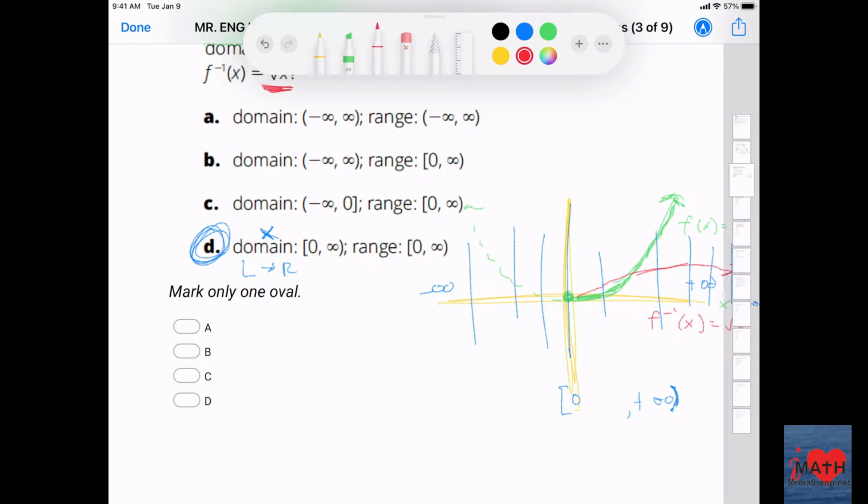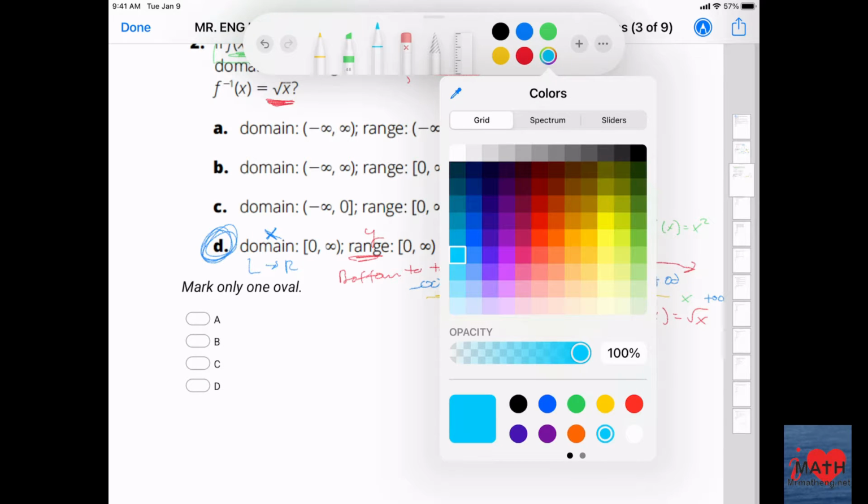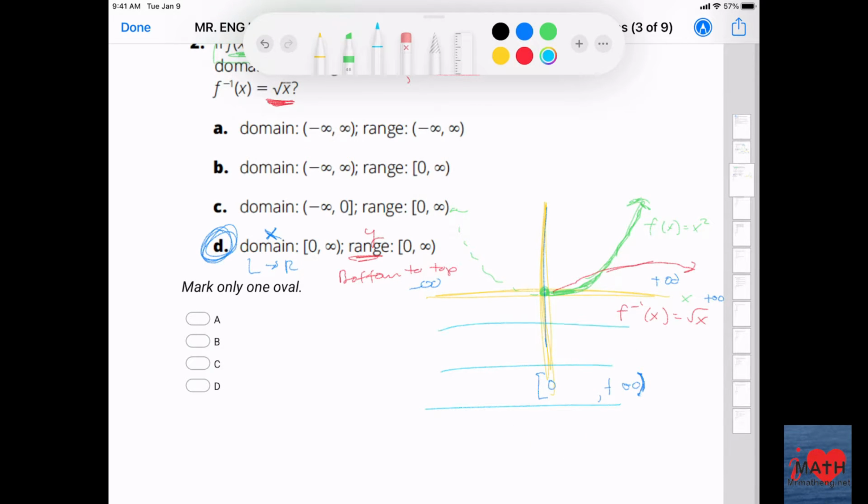Now let me go ahead and double check and show you guys what the range is. Range is the y-axis, and I say you go from bottom to top. So let's go from the bottom to top. Let me use a different color. Let's use blue. Nothing, nothing, nothing. Okay, it touches the graph, and it's touching the graph on the y-axis, which is the range here, at 0. And the last thing it touches is the arrow, which is going towards positive infinity.